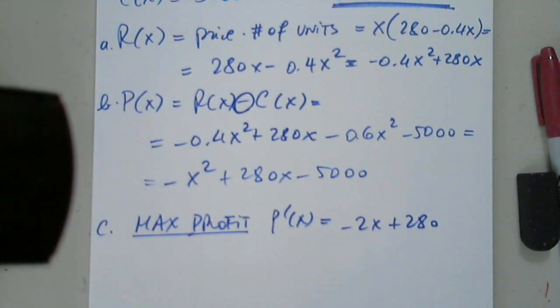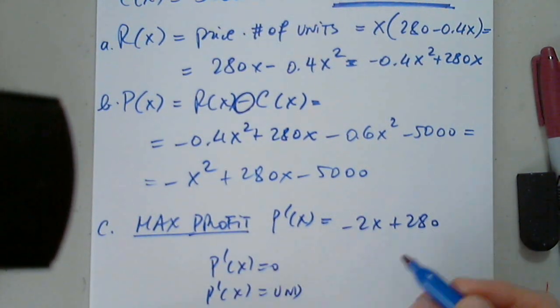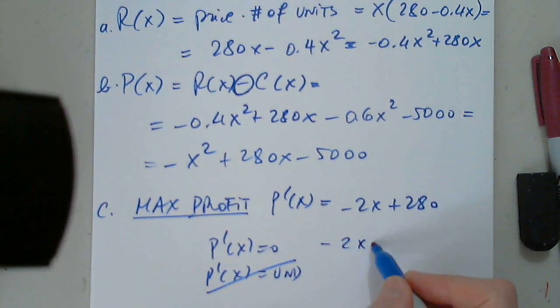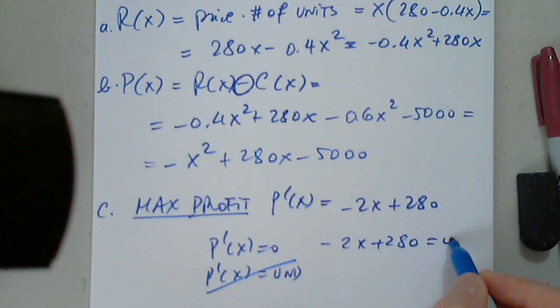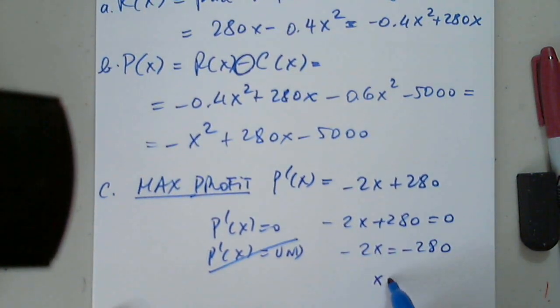Equal to 0 and undefined. Very good. So p prime of x equals 0. P prime of x is undefined. This is a linear function. That's not possible. So we have negative 2x plus 280 equals 0, or negative 2x equals negative 280. And how much is x? 140. Very good. Measurement unit? Units, right?